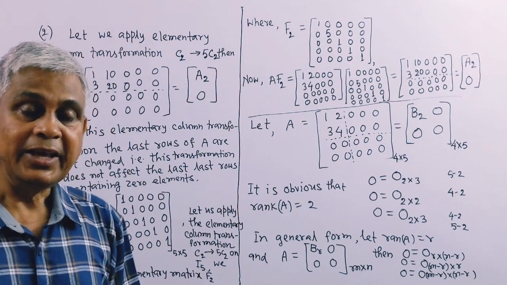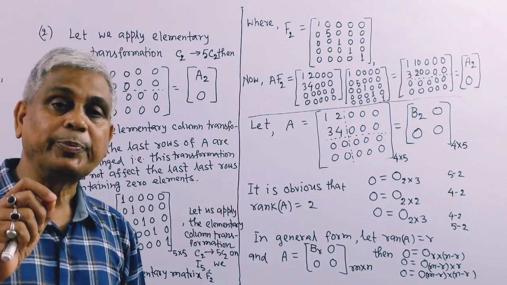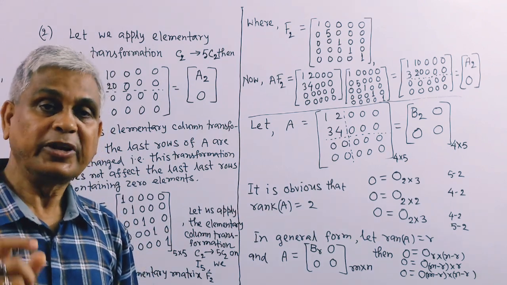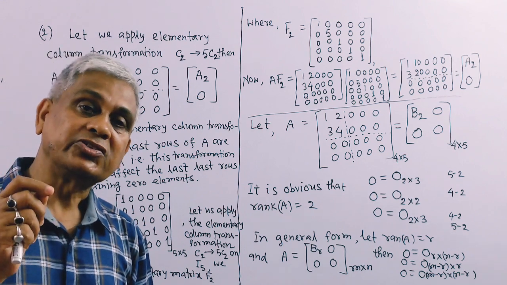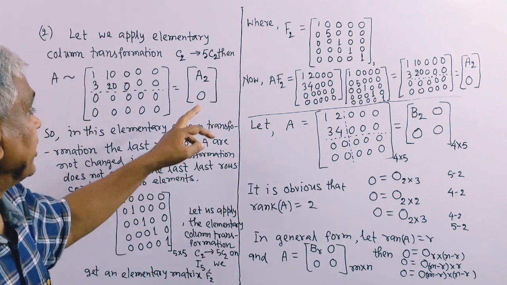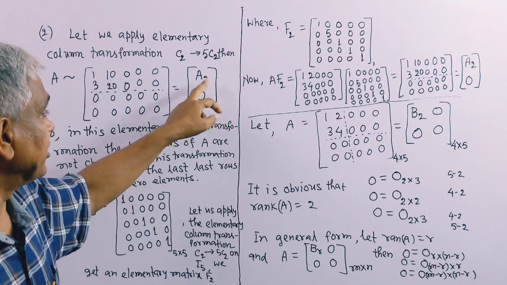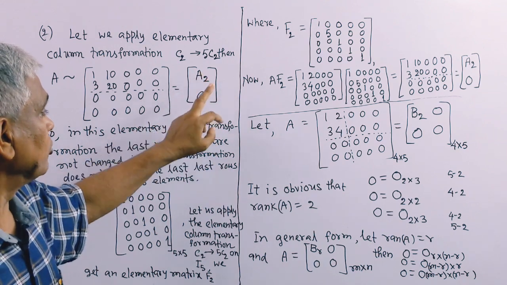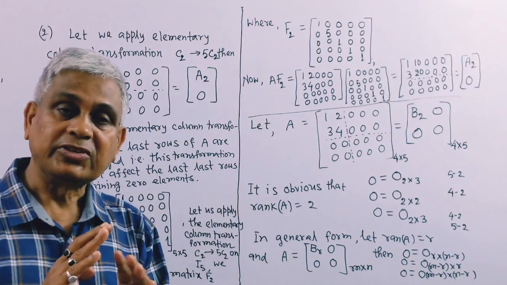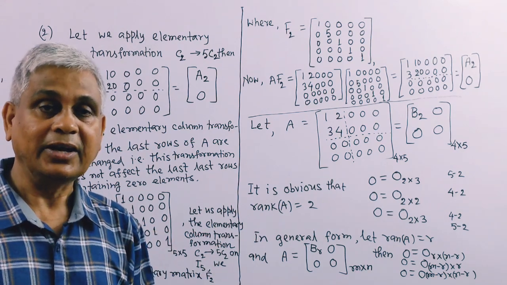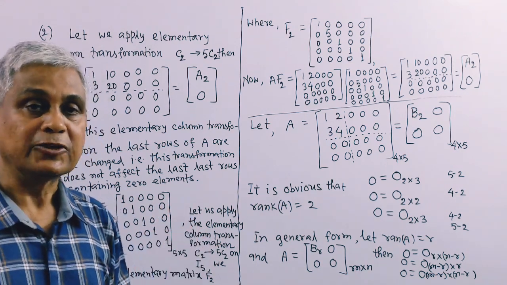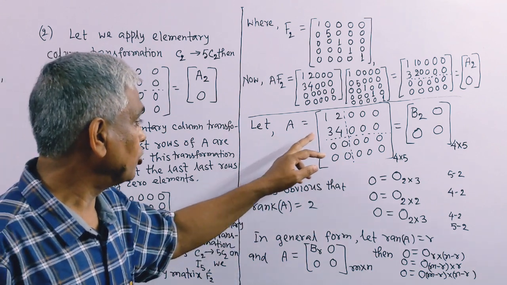Now we apply the third type of elementary column transformation, and we will see that we get the same type of result: upper part A2, lower part 0. This means the last 2 rows are not affected by the column transformation if the matrix A is of this form.